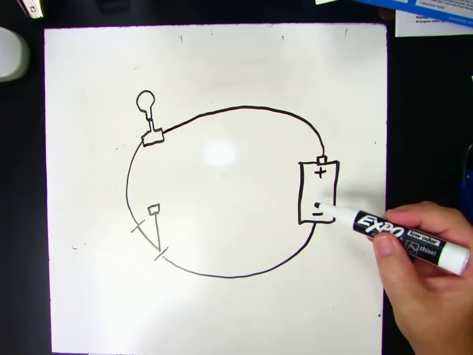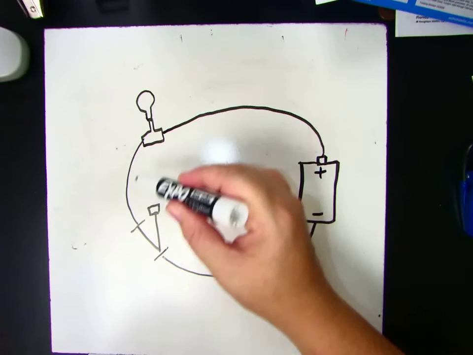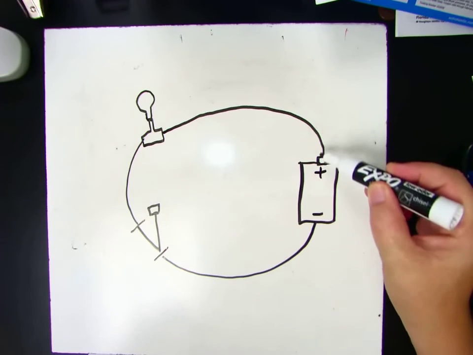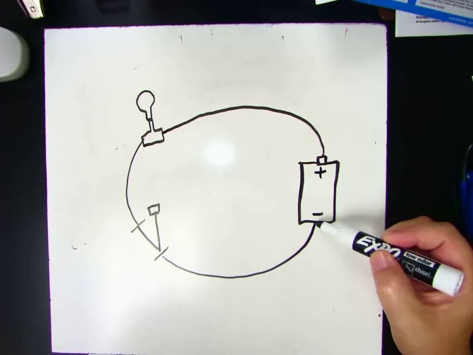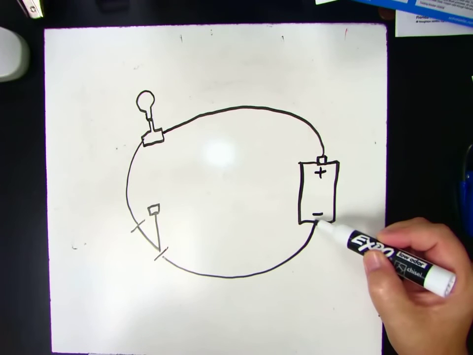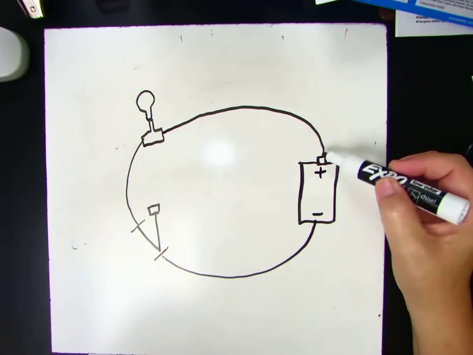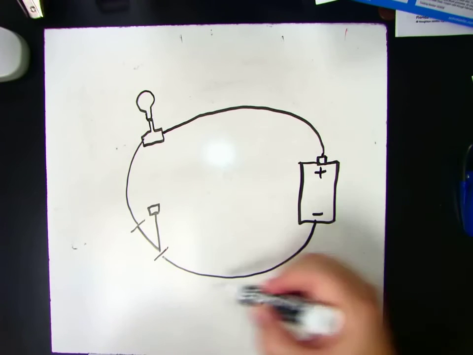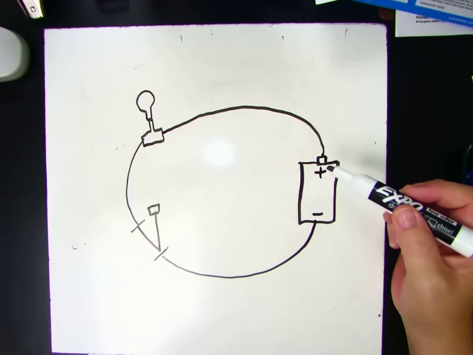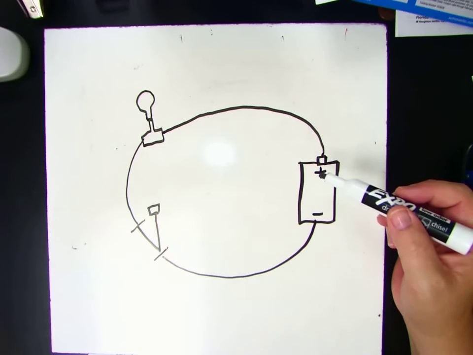And this is called a circuit. And the reason it's a circuit is because it makes a complete path from one end to the other end. It goes in a circle. Circuit is related to the word circle.